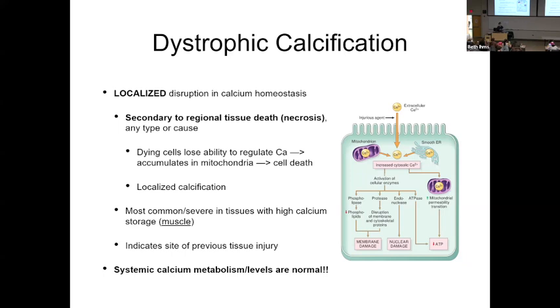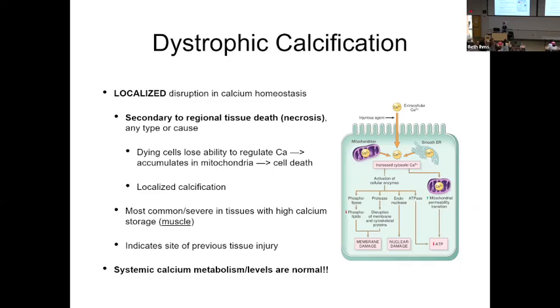And the importance of it is that it tells you that there was tissue death here. If I see a localized area of mineral, it tells me that there is death going on in the tissue, and that's important, potentially diagnostic information. You're most likely to see this, or you see it most severely in tissues with high levels of calcium storage innately. So muscle is the big one.